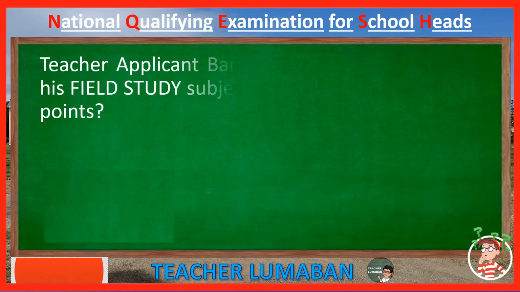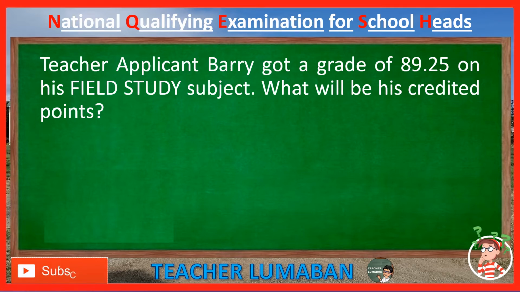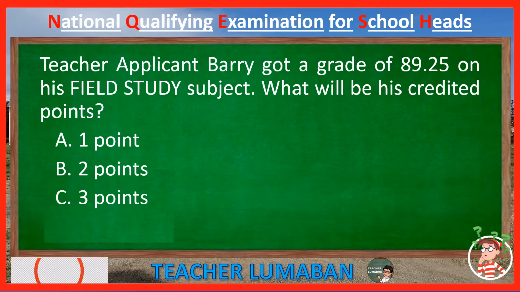Teacher applicant Barry got a grade of 89.25 on his field study subject. What will be his credited points? Letter A, 1 point. Letter B, 2 points. Letter C, 3 points. Letter D, 4 points.